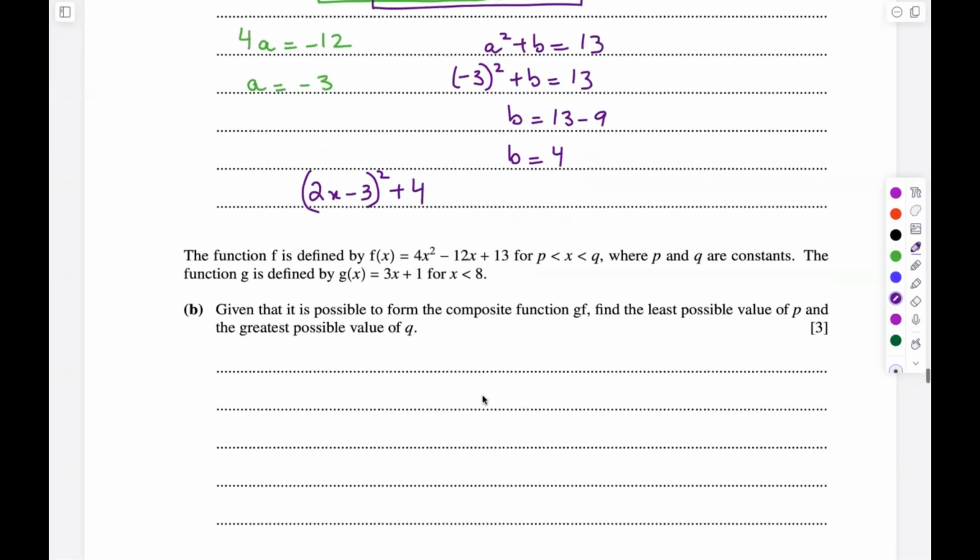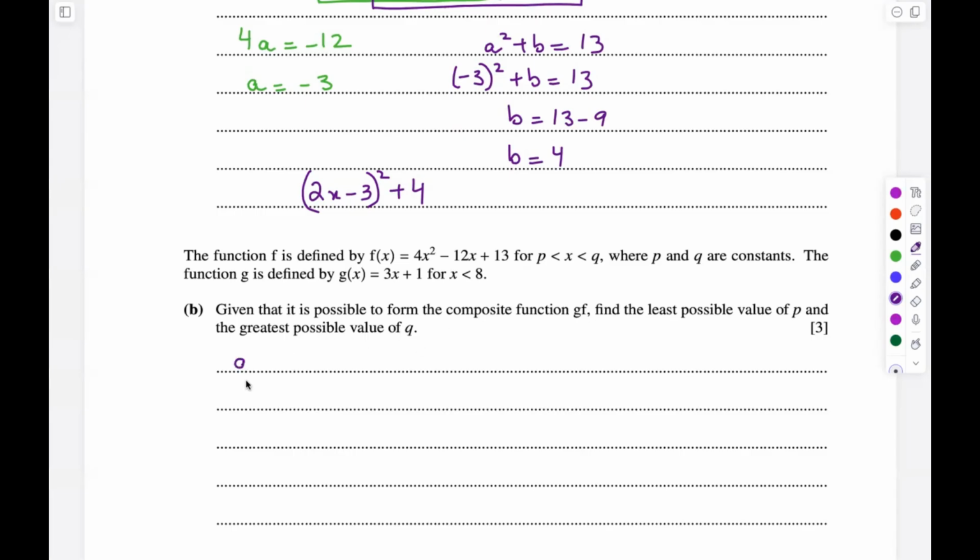In part b, it says that the function f is defined by f of x equals 4x squared minus 12x plus 13 for x greater than p and less than q. The function g is defined by g of x equals 3x plus 1 for x less than 8. Given that it is possible to form the composite function gf, we have to find the least possible value of p and the greatest possible value of q.